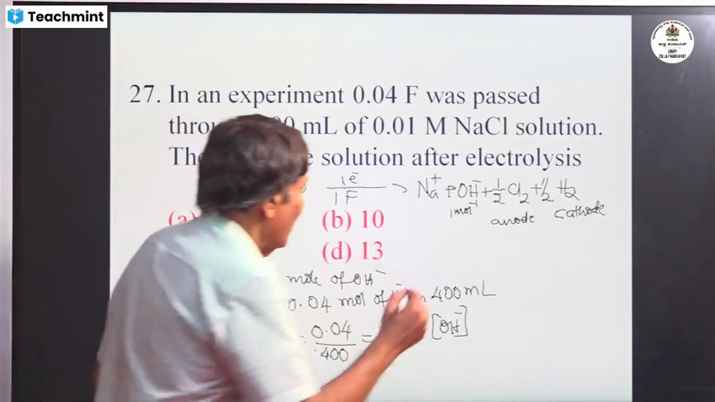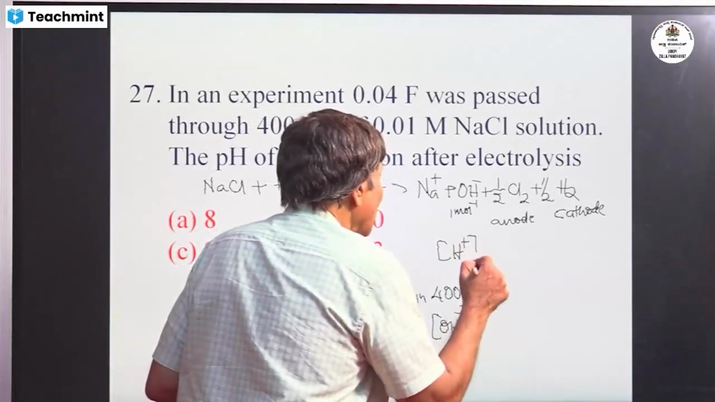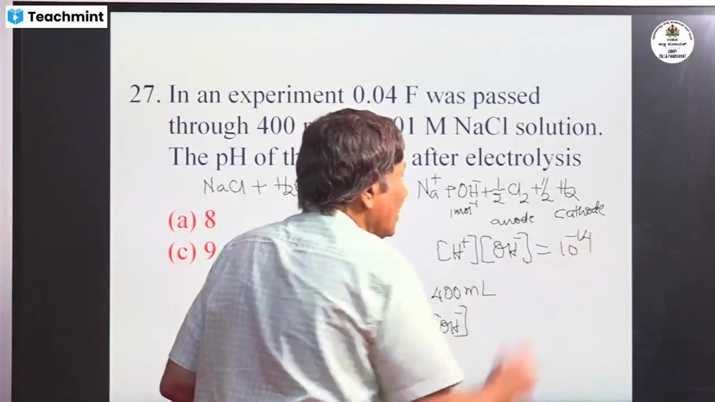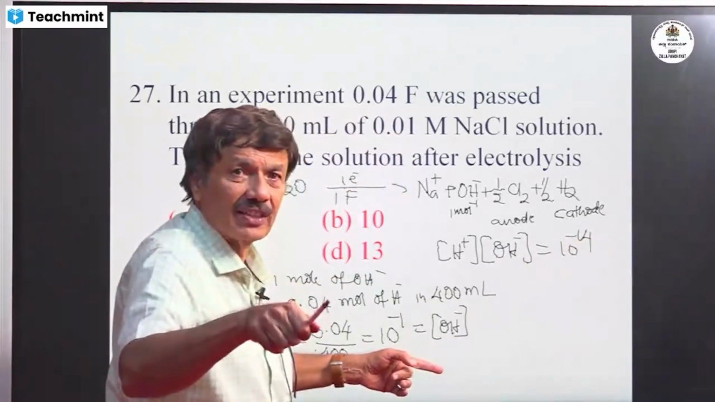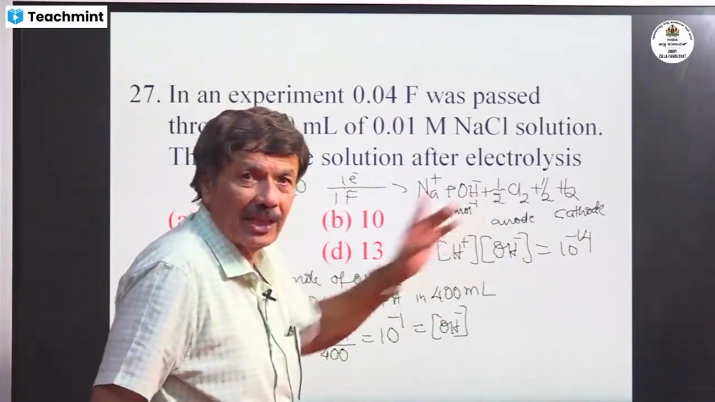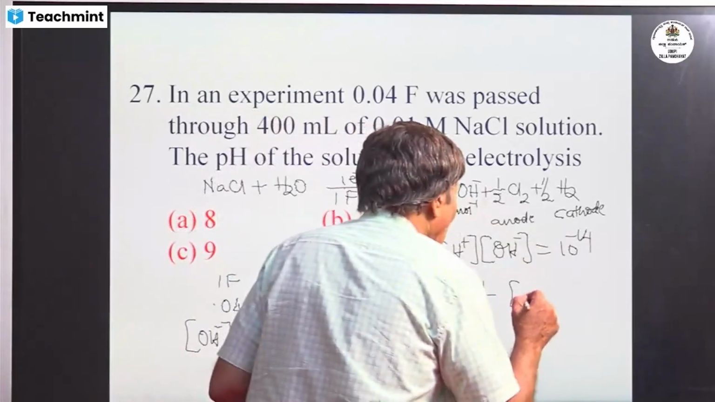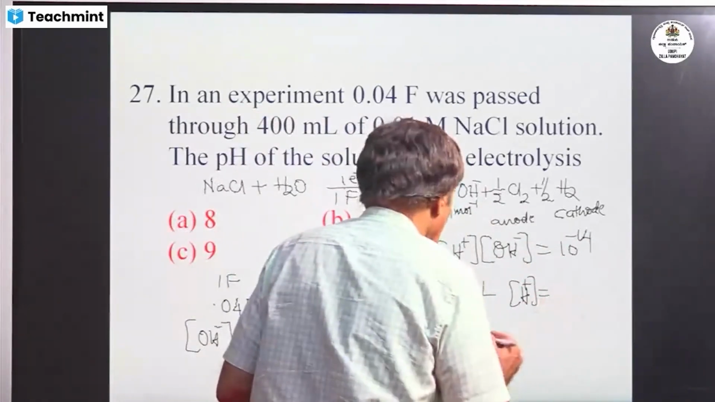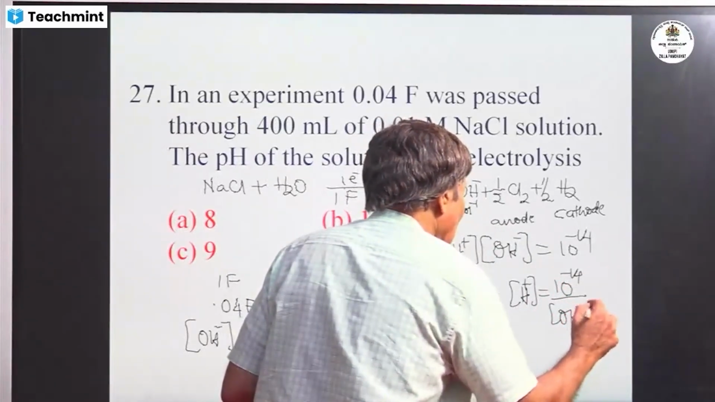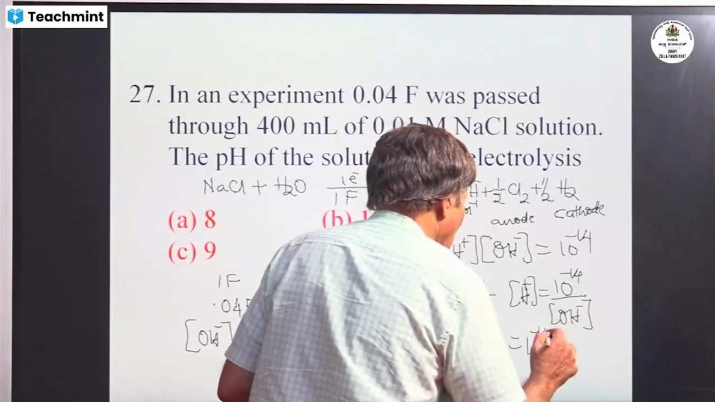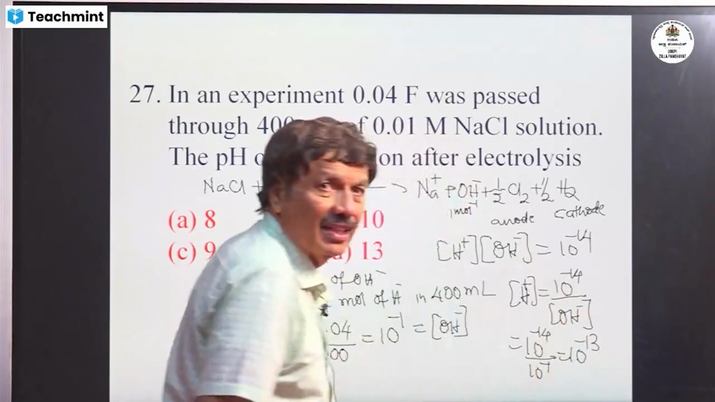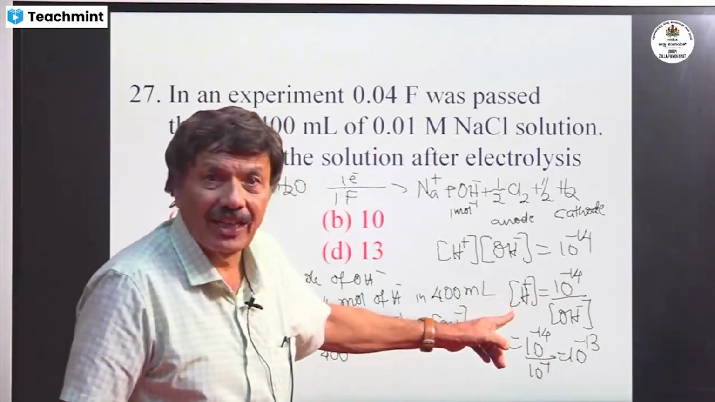You know that the product of hydrogen ion and hydroxide ion concentration is 10 to the power minus 14 in any solution at 298 Kelvin. So I want the hydrogen ion concentration. That is 10 to the power minus 14 by hydroxide, that is 10 to the power minus 14 by 10 to the power minus 1. Is it not 10 to the power minus 13? So the hydrogen ion concentration is 10 to the power minus 13.